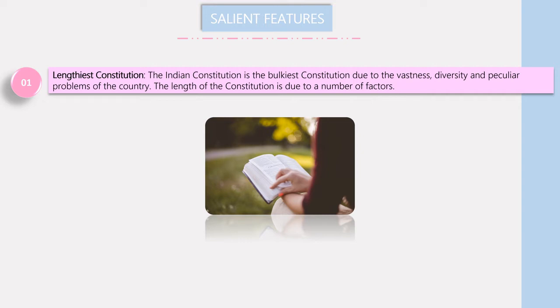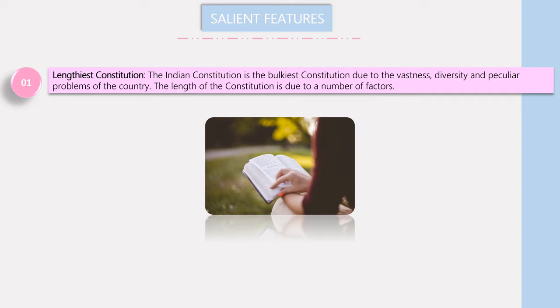Third, there is an entire chapter on fundamental rights in Part 3, Directive Principles of State Policy in Part 4, and fundamental duties in Part 4A. This was done to safeguard the rights and interests of all communities, especially the minorities. Fourth, the Constitution has provisions relating to the relations between the centre and the states, as well as between the states themselves. Why? To eliminate conflicts.